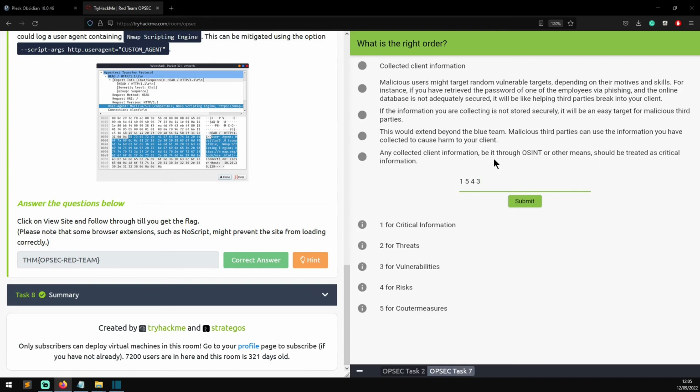Any collected client information, be it through OSINT and other means, should be treated as critical information, and that is 2 for threats, because yeah, maybe it's just the tense I'm not getting, or how one leads to the other. Again, this is no criticism of the person who created this, it's more a criticism of my own understanding of it and being able to process this information. It just doesn't make an awful lot of sense to me why they do it like this. It seems unnecessarily, not difficult, but unnecessarily ambiguous.